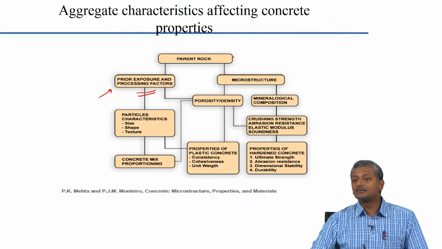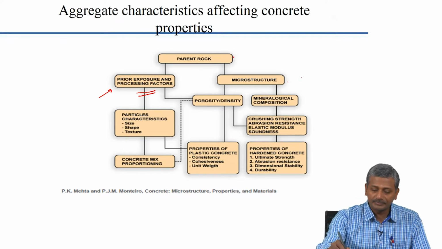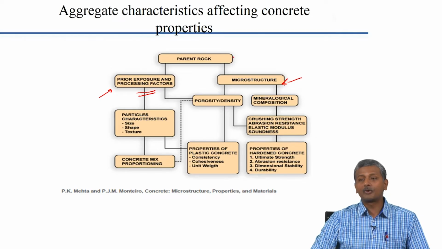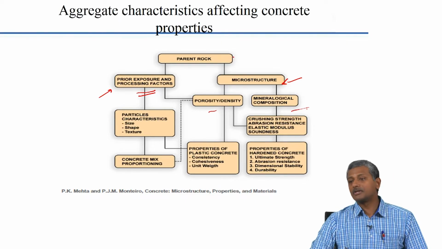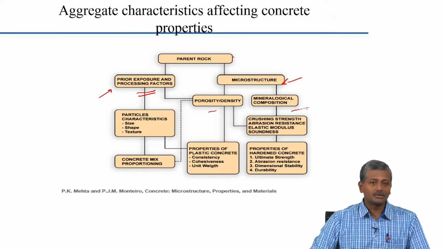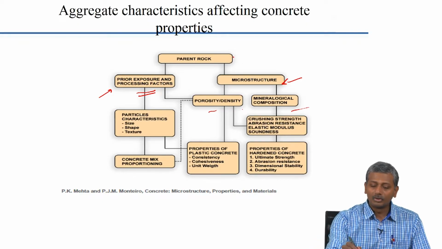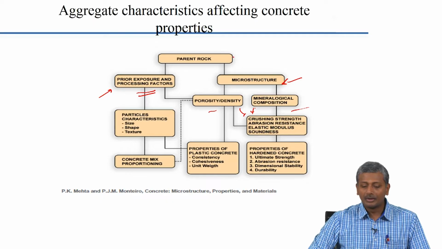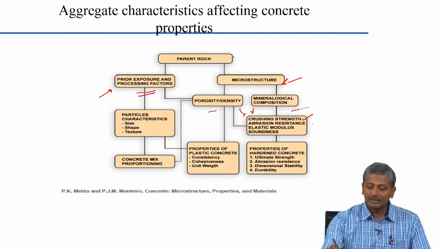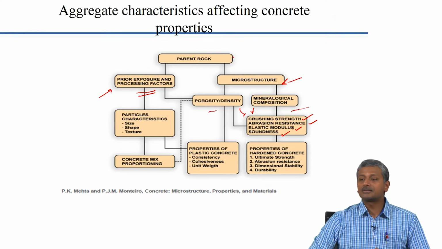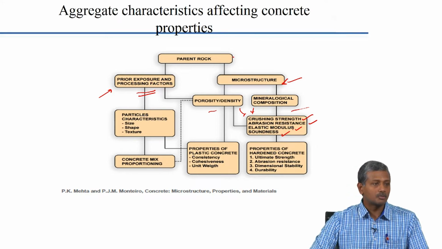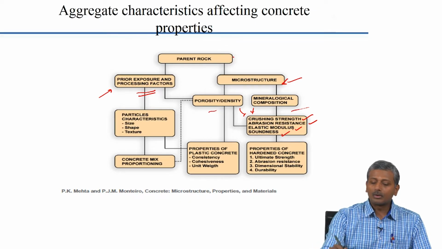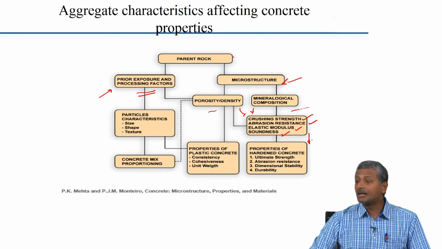So, there are properties that you get from the aggregate because of the prior exposure and processing factors. And then there is the internal structure of the aggregate, or the microstructure, which is again responsible for a number of other things like porosity or density of the aggregate and mineralogical composition, that means what type of minerals constitute the aggregate. Both porosity and density and the mineralogical composition are responsible for a range of properties of the aggregate, which include the crushing strength, the abrasion resistance, the elastic modulus, and the soundness of the aggregate. You know that most of these are determined in the laboratory before we deem an aggregate suitable for concrete production. Now, how do these affect properties of concrete, and what properties are affected?